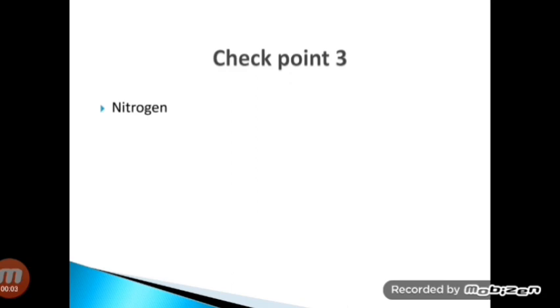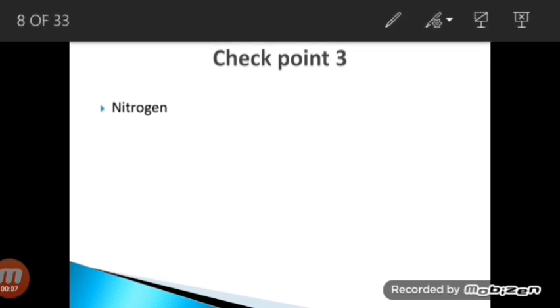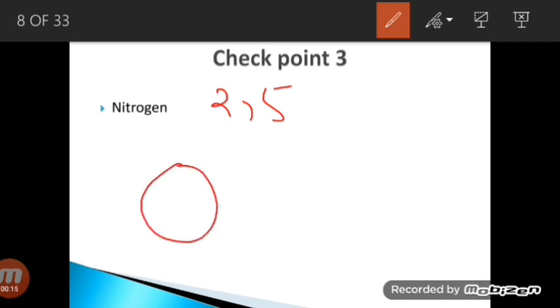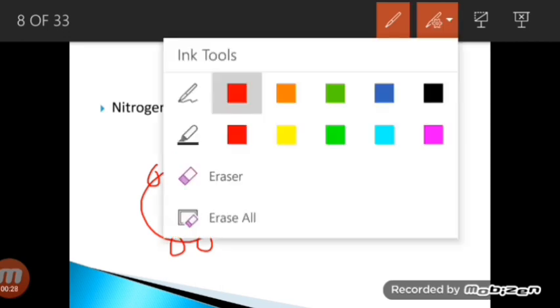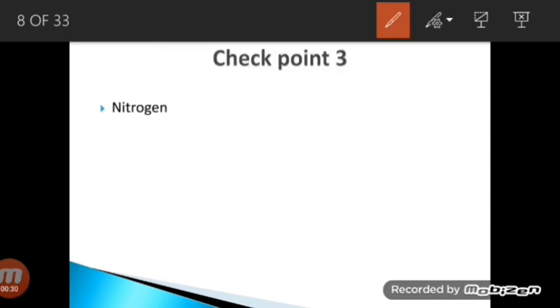Nitrogen is also a diatomic molecule and its atomic number is 7, so its electronic configuration is 2, 5. Therefore there are 5 valence electrons in the valence shell of nitrogen. If I draw its dot and cross structure, this nitrogen has 5 electrons, and the other nitrogen will also have 5 electrons. So how are they going to react with one another? Let's have a look at it.